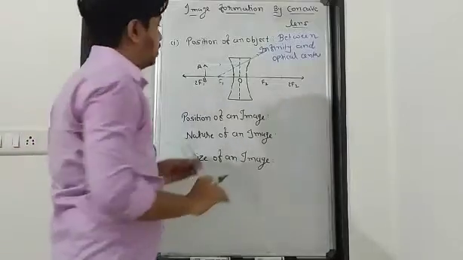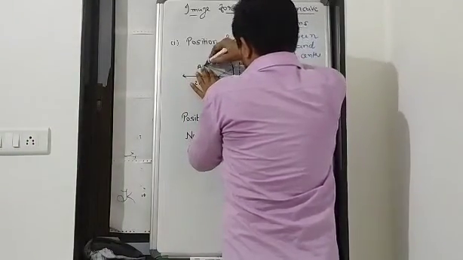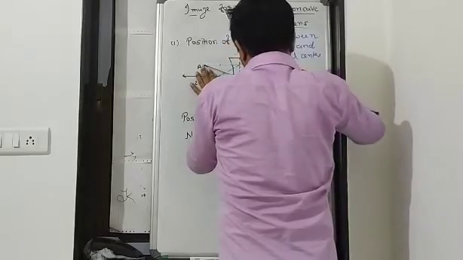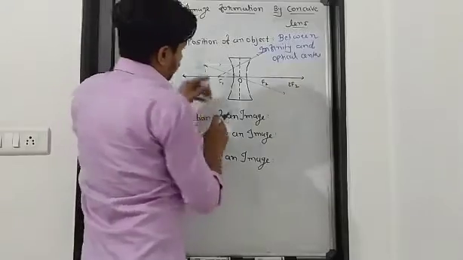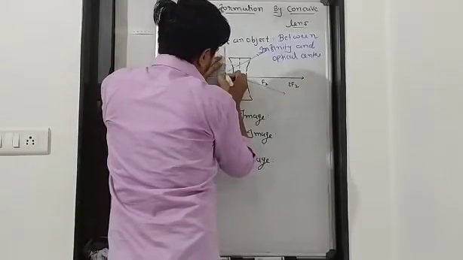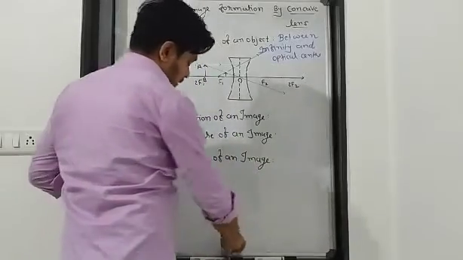What is the second ray? It should pass through O. So, where do we get an image? We get an image here, between F and O. Right?